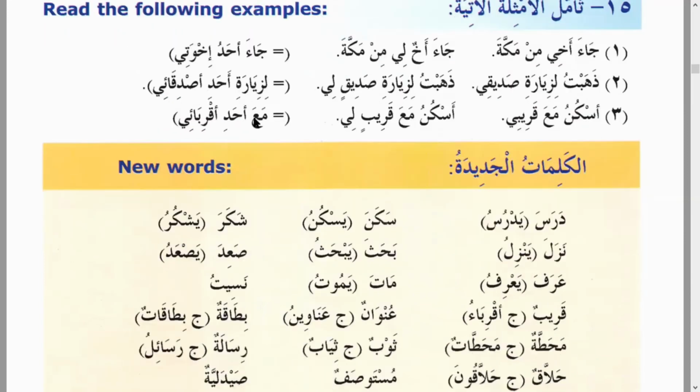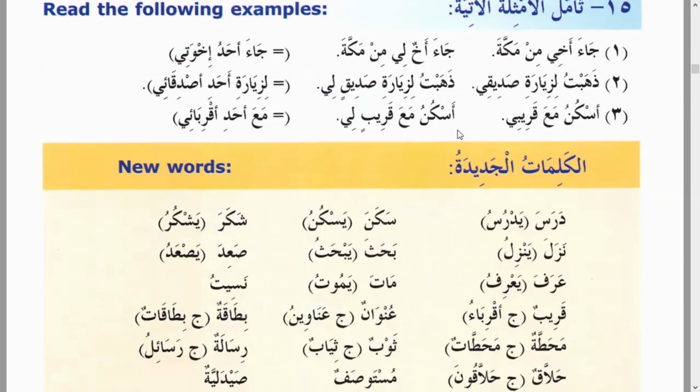Right? So this is also a way. أسكن مع قريبي. I stay with my relatives. Yeah, with someone close to me, and that is my relatives. أسكن مع قريب لي. This is what came in the lesson, right? I stay قريب لي. So instead of using ya mutakallim, we can use lam plus li, right?